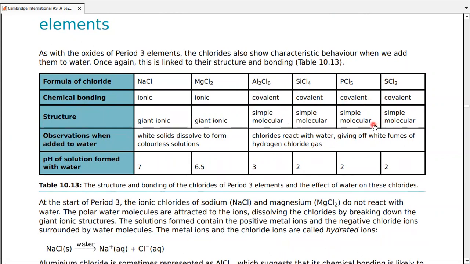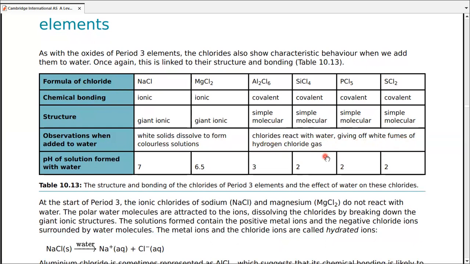The structures are there. I think it's pretty easy to understand since there are no giant covalent structures. So it's either giant ionic or simple molecular. The giant ionic ones are white solids that dissolve in water to form colorless solutions, and they stay close to neutral. However, the ones with simple molecular structure, based on covalent bonding, don't actually dissolve in water. They react with water, and when they do, they give off white fumes of hydrogen chloride gas.